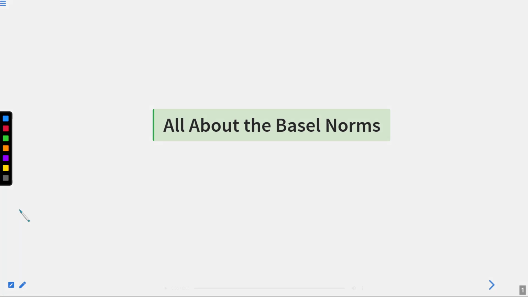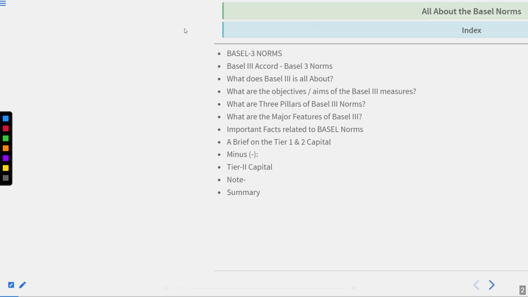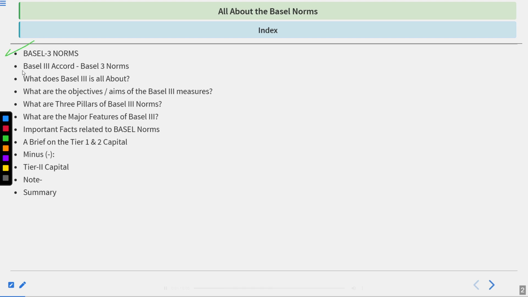So students, in this lecture, we are going to talk all about the Basel norms. In this, we will talk about the Basel III norms, Basel III Accord. What is Basel III all about? What are the objectives and aims of the Basel III measures? Three pillars of Basel III norms, major features of Basel III, important facts related to the Basel norms, a brief on Tier 1 and Tier 2 capital, then important notes, and at last we will see the summary of all of these things.